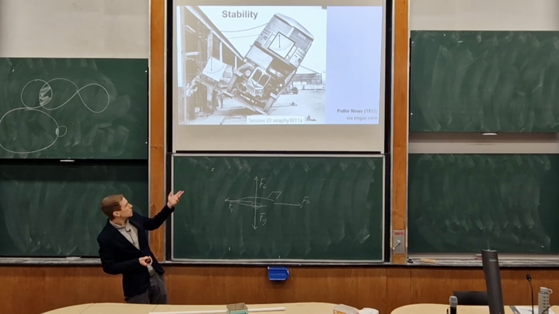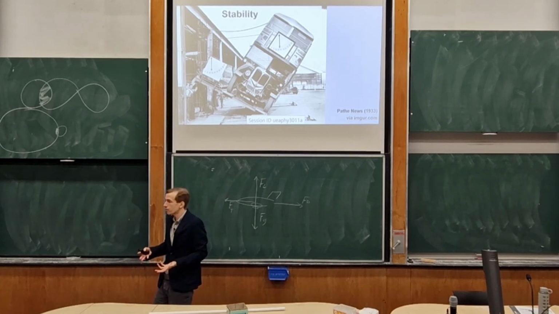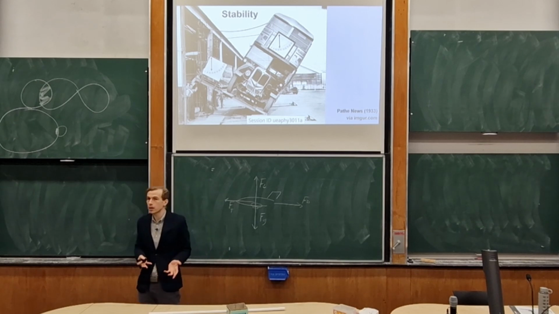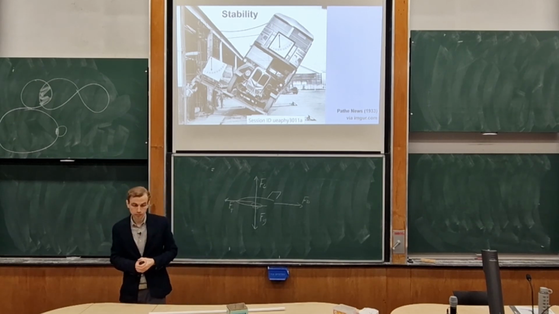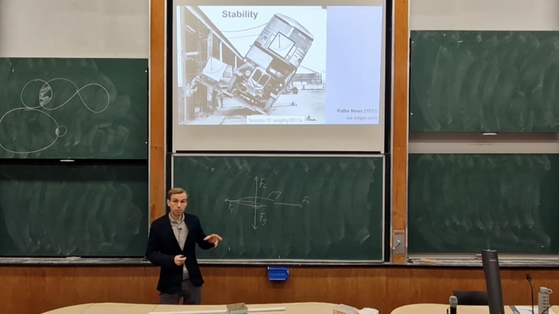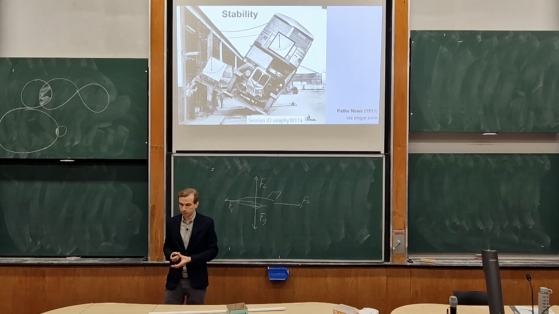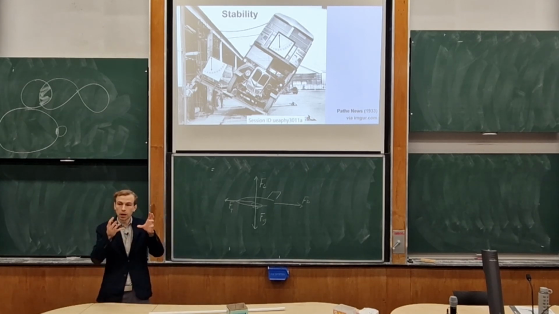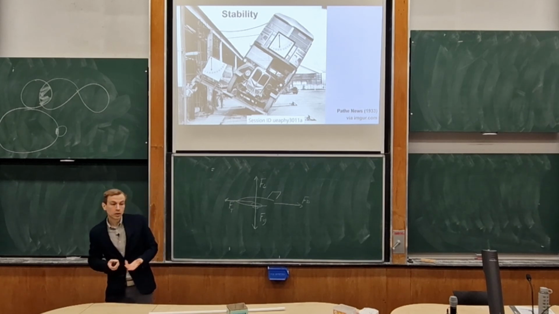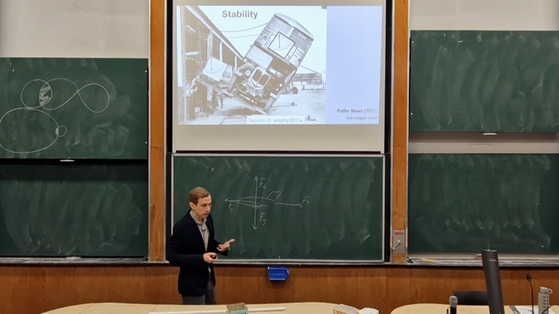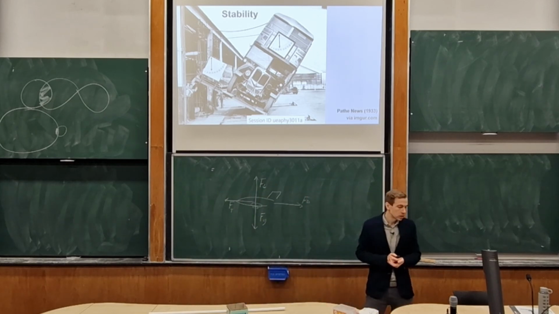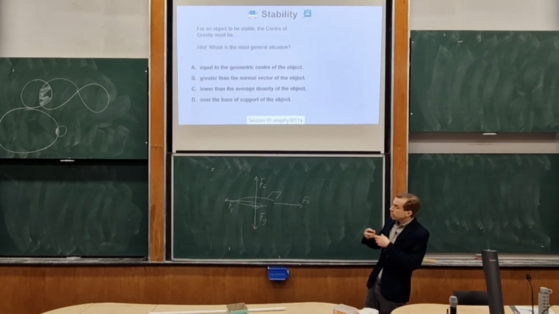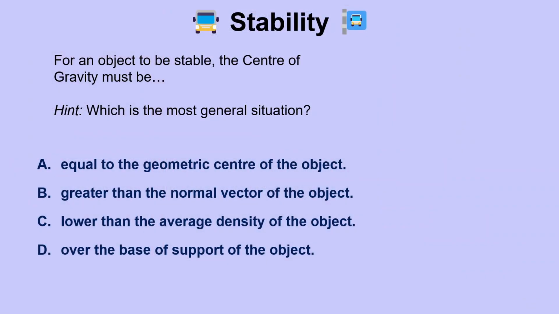To us, it looks like this bus has been tipped over pretty far. It looks like, well, I wouldn't want to be on this bus. It looks like it's about to fall over. But the bus is actually stable and it's not tipping over. So what I'd like to think about is, why is the bus stable and not tipping over, even though to us it looks like it's about to fall over? We've got this question here. If an object is stable, what can we say about the center of gravity of the object?